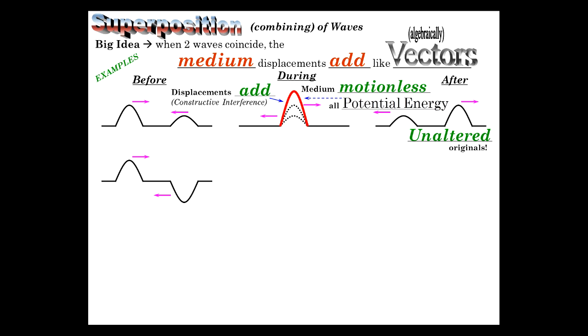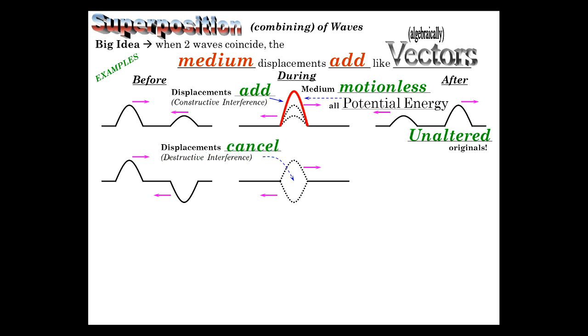Next, let's look at two pulses oriented opposite each other. So this isn't going to be constructive interference. This is going to be destructive. And guess what happens to the displacements? Well, here are the displacements of each one. They're superimposed on each other. They add like vectors or algebraically, so they cancel.